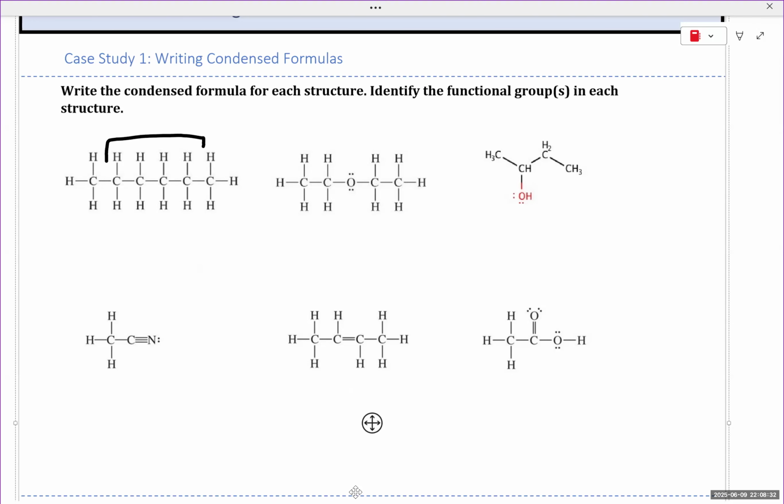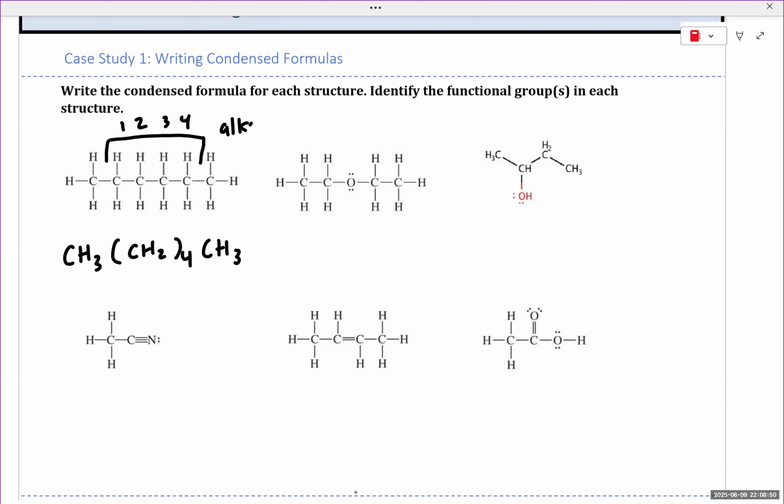So in this case, we have 1, 2, 3, 4 CH2 groups. So we can write this formula as CH3, CH2, subscript 4, CH3. The only thing in terms of functional groups that's present are alkane. This molecule would be called an alkane, as it just has carbon-carbon and carbon-hydrogen bonds.